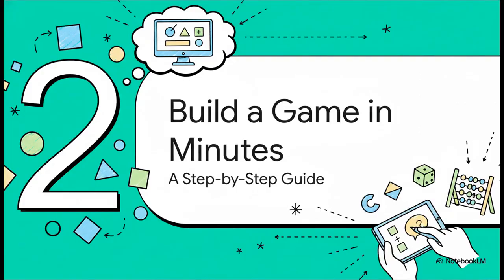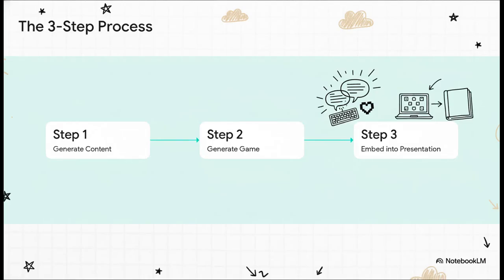All right, enough talk. Let's get our hands dirty and actually build something. I'm going to walk you through step by step how to create a really great math game. You're about to see just how fast and easy this whole thing is. And look, it really is this simple. It's just 3 steps. First, we'll generate the content for our game using a simple sentence. Second, we use that same sentence to generate the actual game. And third, we just pop it right into our lesson presentation.